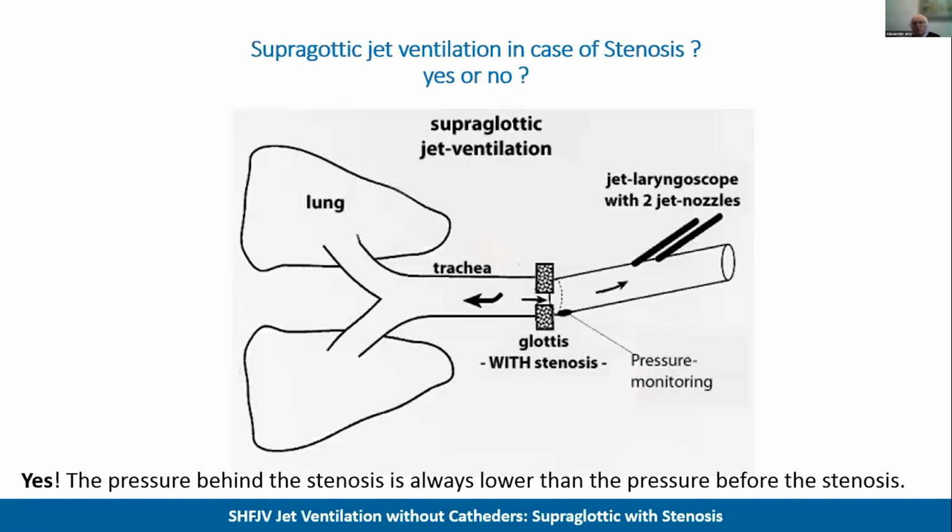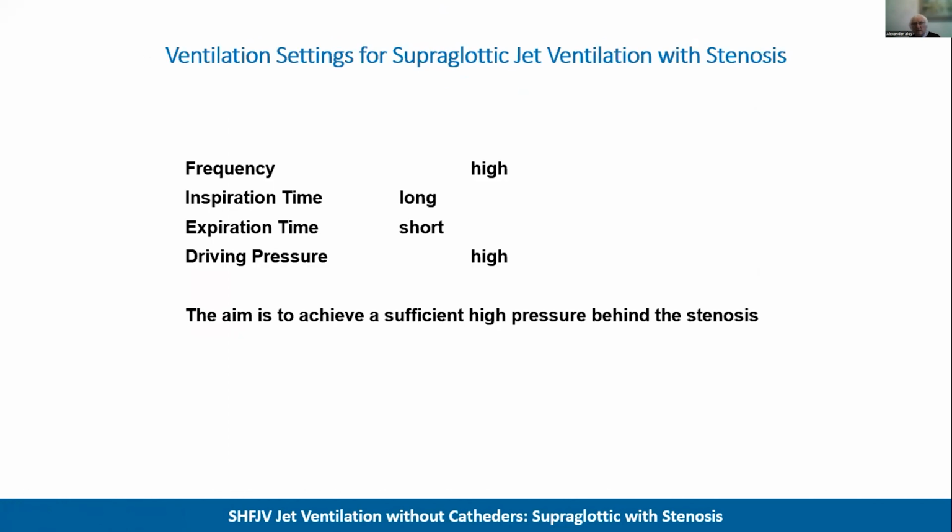And here supraglottic jet ventilation in case of stenosis, yes or no? Important question. Yes, the pressure behind the stenosis is always lower than the pressure before the stenosis, and therefore it is not possible to create a trauma. And here are the ventilation settings for supraglottic jet ventilation with stenosis: frequency high, inspiration time long, expiration time short, driving pressure high. The aim is to achieve a sufficiently high pressure behind the stenosis.